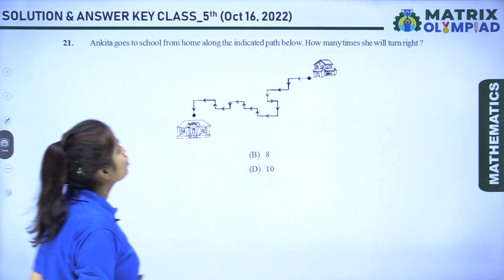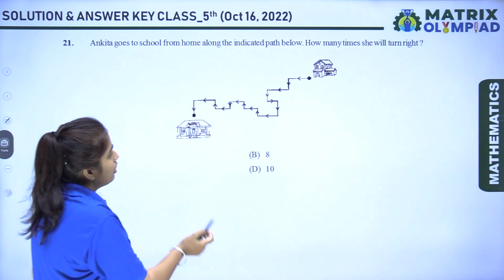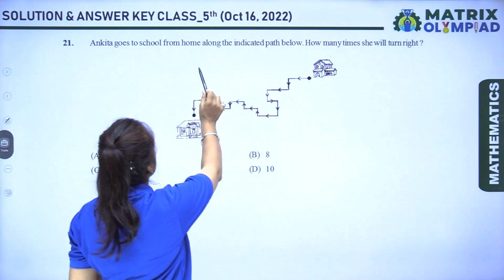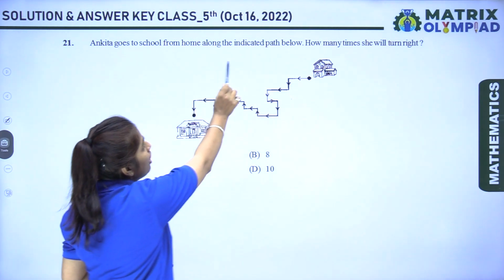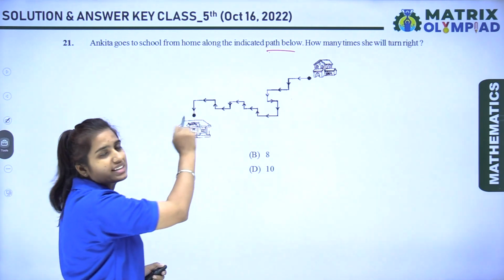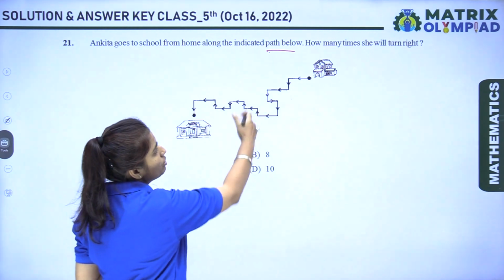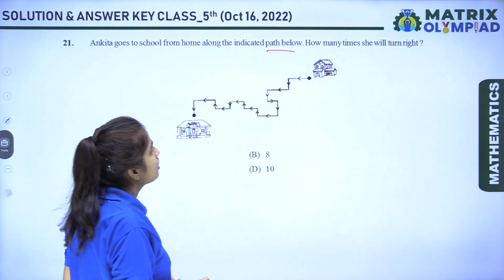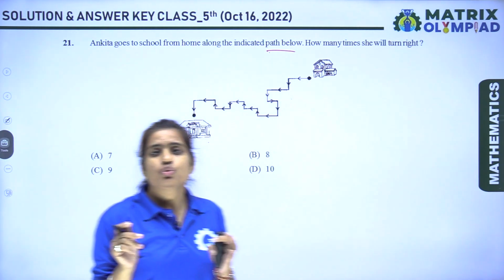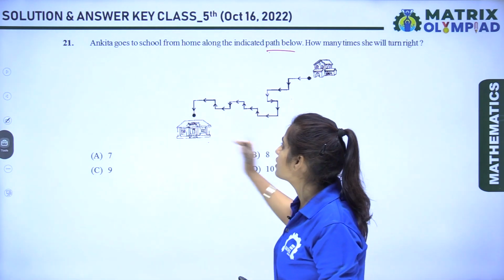So here in this question, Ankita goes to school from home along the indicated path below. So here is the route, or we can say the path of Ankita's home and school. And this is the distance between the home and school which she covers. How many times will she turn right? Now we have to find out how many times she turned right in this given path.